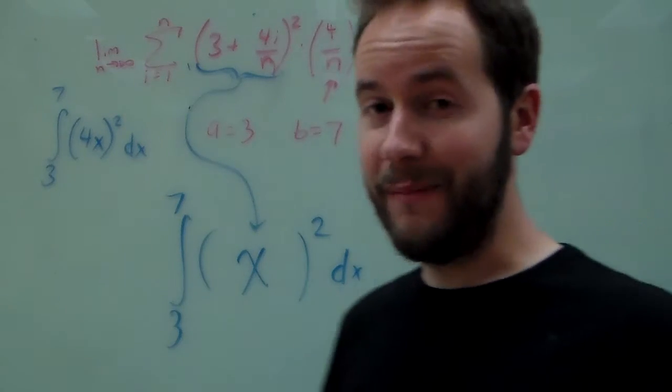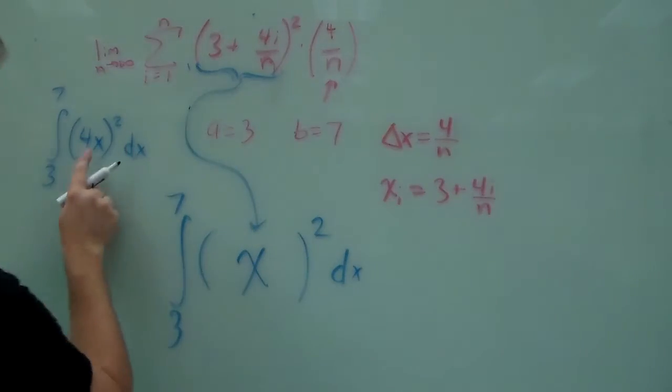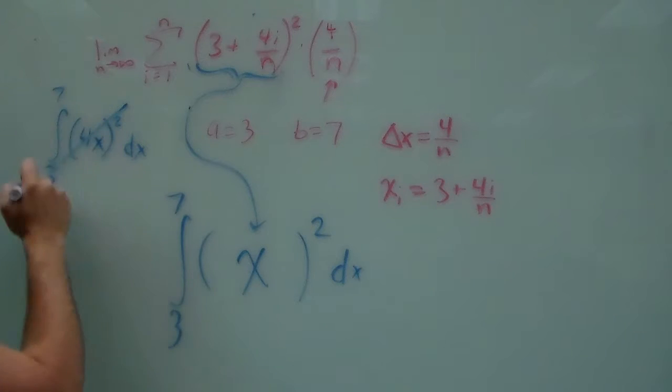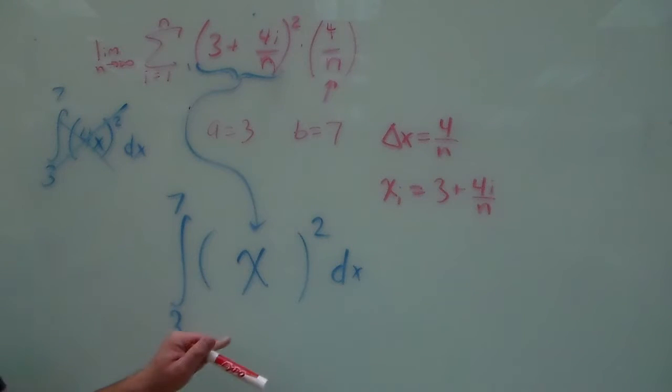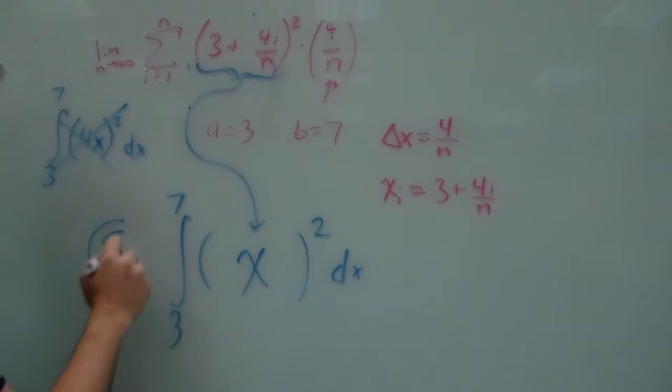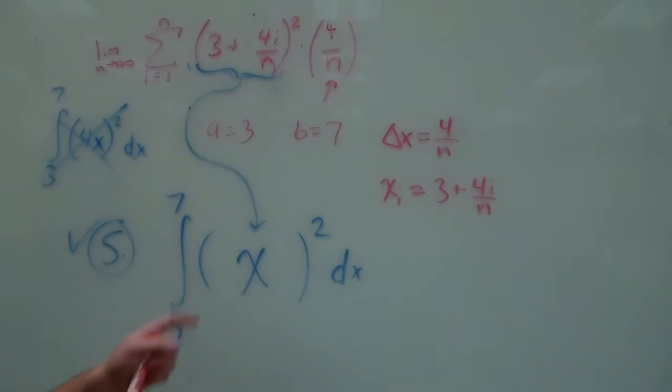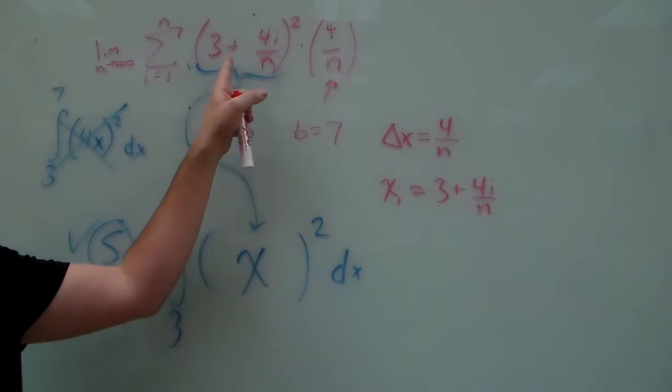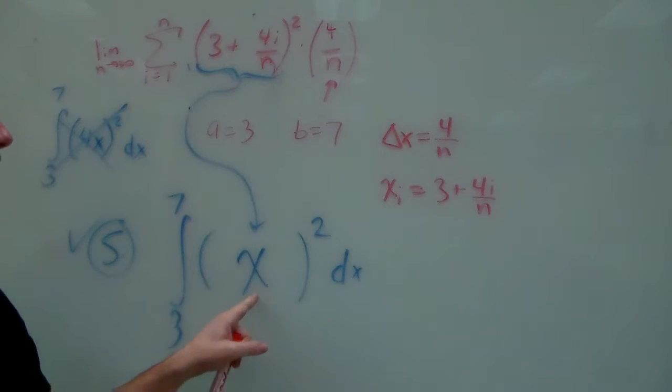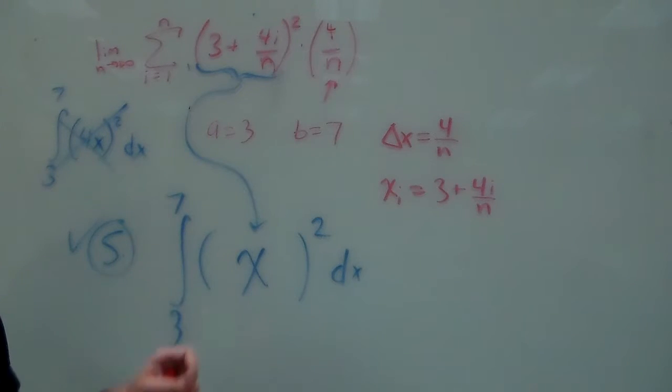This, however, does not match answer choice 3. Answer choice 3 has a 4 here. So answer choice 3 is wrong. And in fact, this is exactly equal to answer choice 5. So answer choice 5 is correct. You can go ahead and mark that off. This is exactly answer choice 5. So I've converted the 3 plus 4i over n to an x. I converted the 4 over n to a dx.